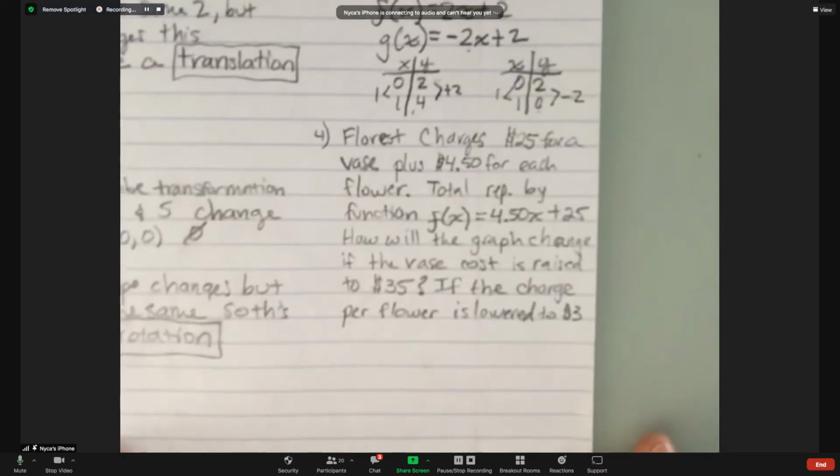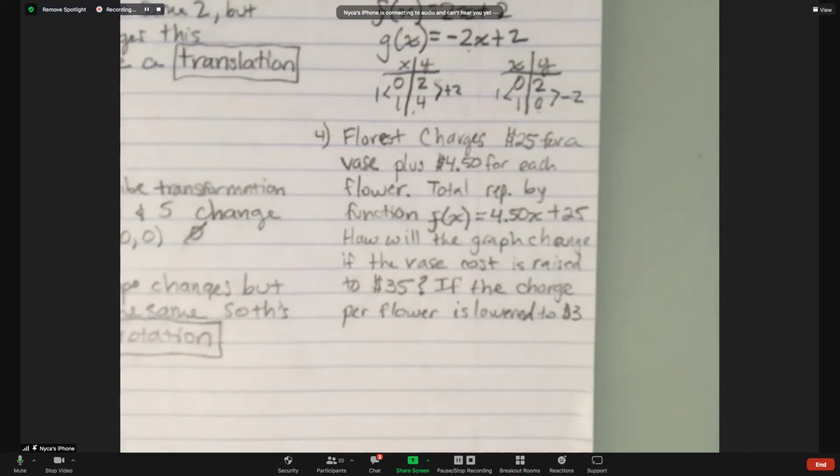All right, let's look at a word problem. Forrest charges $25 for a vase plus $4.50 for each flower. The total is represented by the function f of x is $4.50 times x plus 25. How will the graph change if the base cost is raised to 35? And then how would it change if the charge per flower is lowered to $3?